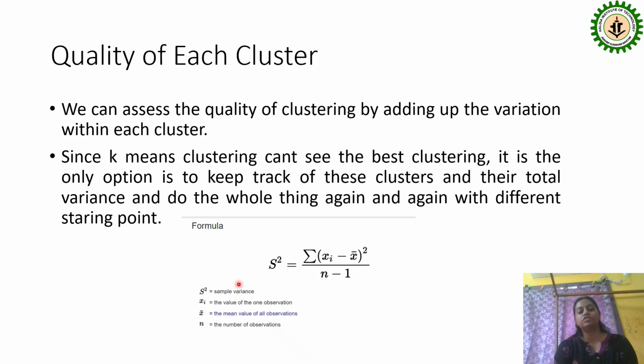Using this variance formula, we can see how similar or dissimilar the data points are from one cluster to another cluster. The similarity index should be high within a cluster, intra-cluster, and the similarity index should be low between clusters, inter-cluster. This is the formula to test the quality of the cluster, to know how good the clusters are.